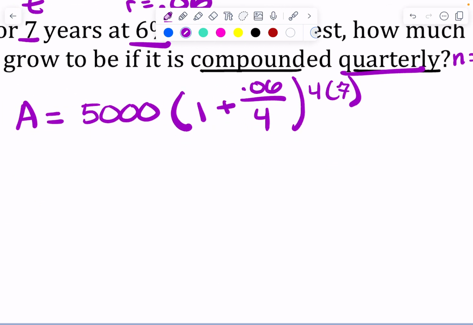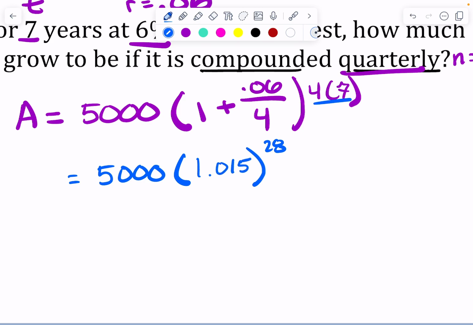All right, if you want to make life easier, because I don't trust my calculator, I have a dumb calculator, this is going to be 28, okay? But 0.06 divided by 4, if you do this in pieces, and then add 1, this is 1.015, okay? Now I take that to the 28th power, and then I take that times 5,000.